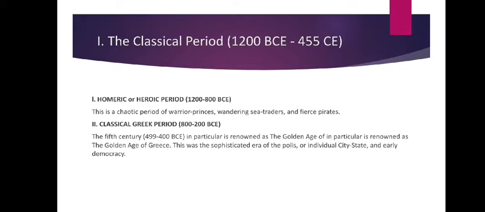2. Classical Greek period, 800 until 200 BCE. The 5th century, 499 until 400 BCE in particular is renowned as the Golden Age of the Greeks. This was the sophisticated era of the polis, or individual city-state, and early democracy.